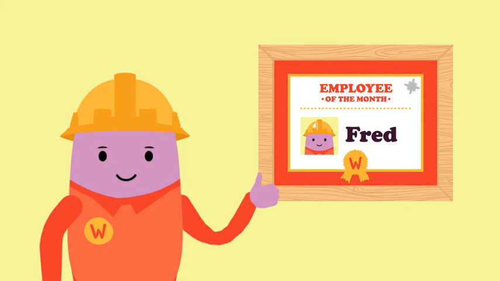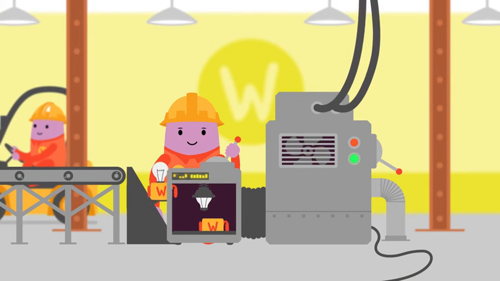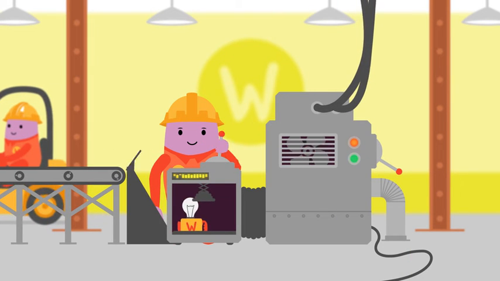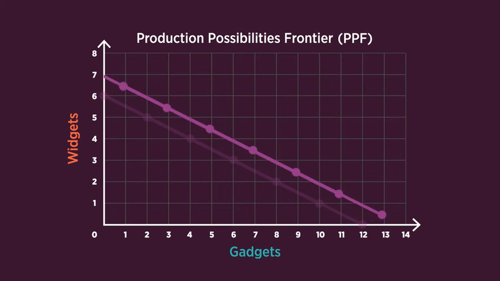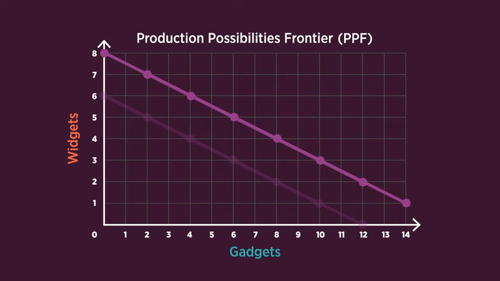Fred increased his productivity by learning how to use new tools. Increasing the productivity of workers allows for more production without an increase in resources. And improvements in productivity will shift the frontier outward, which reflects economic growth. For Econ Isle, an outward shift can mean that it can produce both more gadgets and more widgets. Notice that I said the economy can produce more of both goods.